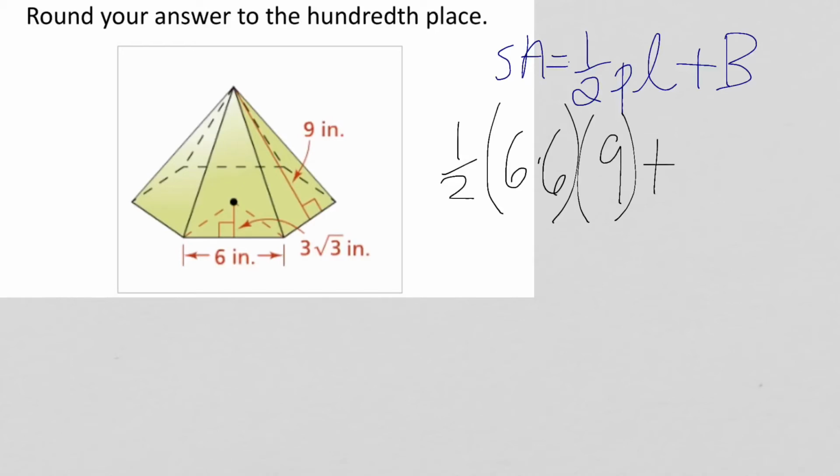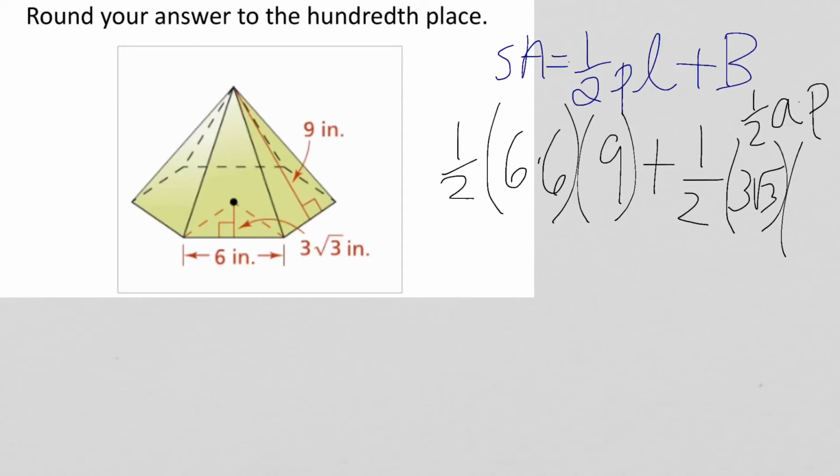I'm also going to be adding onto it the area of this base. Now this base is a hexagon. So do you all remember the area for a hexagon? It's 1/2 times the apothem times the perimeter. And I believe they do give us the apothem. So I'm going to plug in 1/2 times the apothem, which is 3 square root of 3, times the perimeter of this hexagon again, which is 6 times 6.